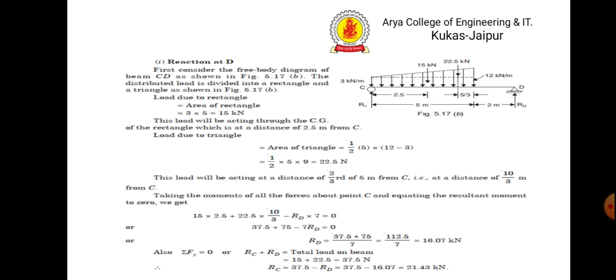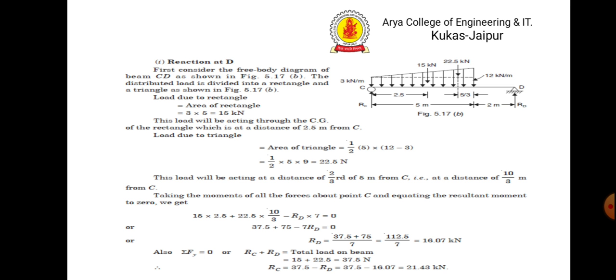So the area of the rectangle is 3 into 5, that is 15. This load will be acting through the CG. What is the CG? It is L by 2, meaning it will act at 2.5 meter from C. Now the load due to the triangle is the area of the triangle, so 1 half into base into height. Half into base is 5 and height is, previously it was 12, so 12 minus 3. So you will get 22.5 Newton.